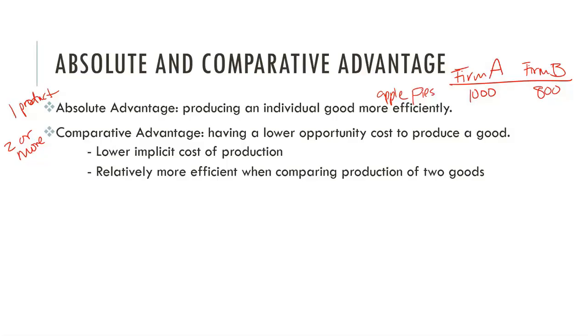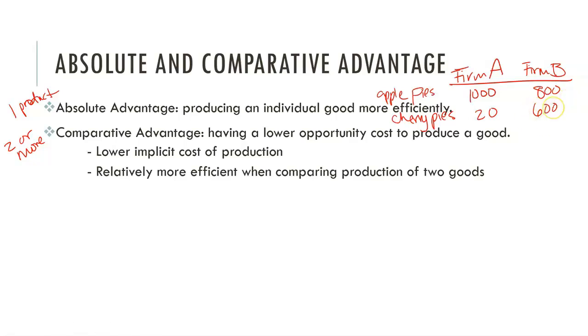So with absolute advantage, one company is more efficient than the other if you're only looking at one product. Comparative advantage means you're relatively more efficient when comparing production of 2 goods. So they don't necessarily only have to make apple pie, right? They could also make cherry pie. And it could be that firm A can only make 20 cherry pies and firm B can make 600. In this example, it's clear that firm B is much better at making cherry pie. Firm A is much better at making apple pies.